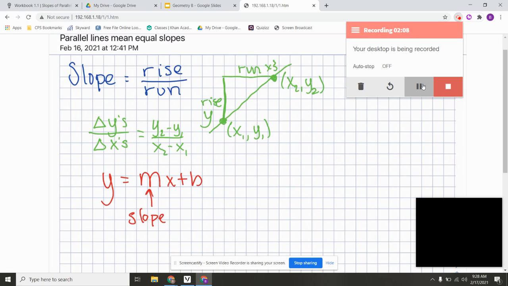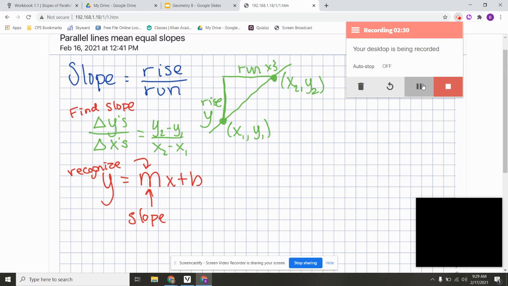So you might have to find the slope of lines. So this is how you find the slope. Or you might have to just recognize it in an equation. That's the slope. It's the number right before the x, not the one that's being added or subtracted to x, but the one that's being multiplied by x.